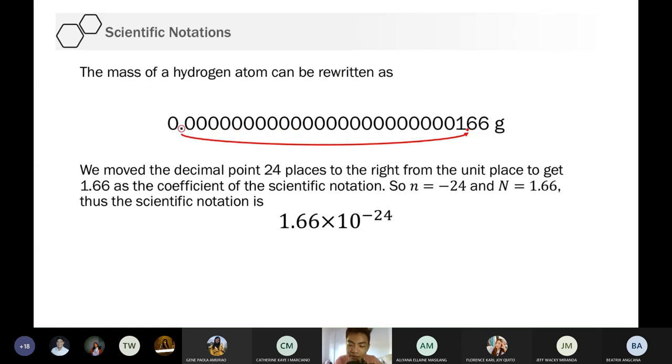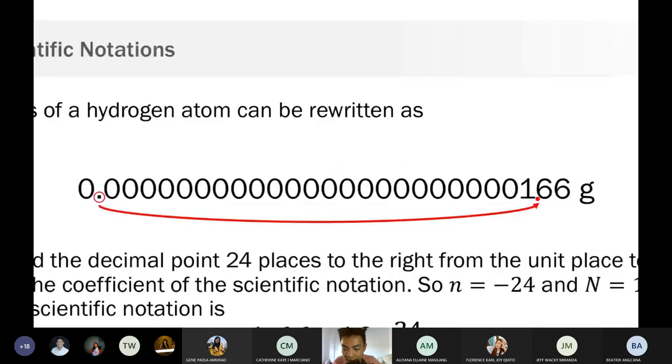Okay, so next one. Recall this number. This is the mass of a single hydrogen atom. And as you can see, there are lots of zeros in it, so we don't like that.